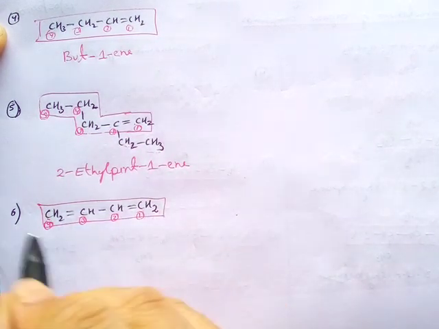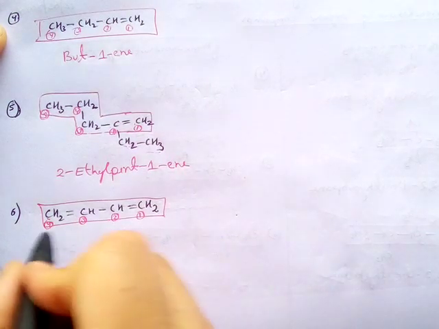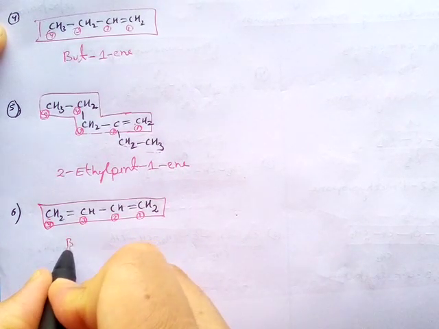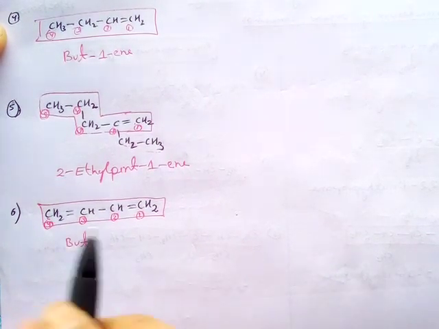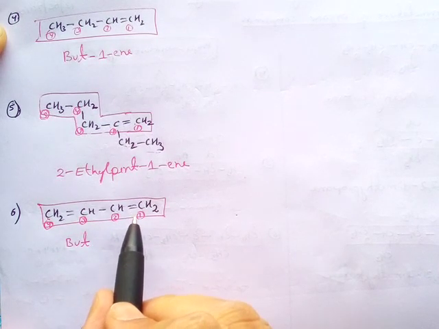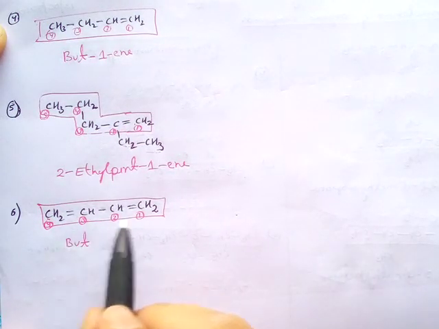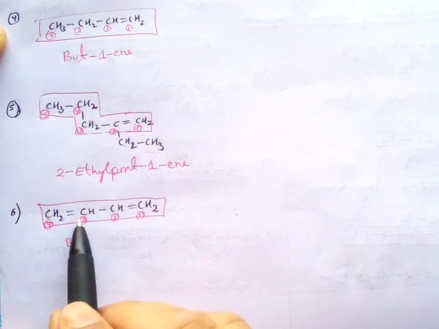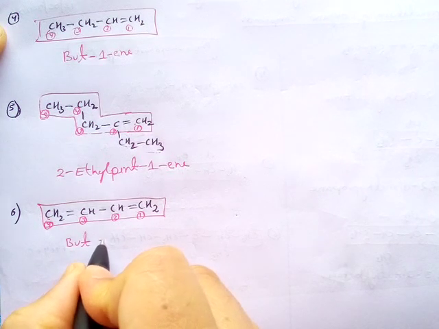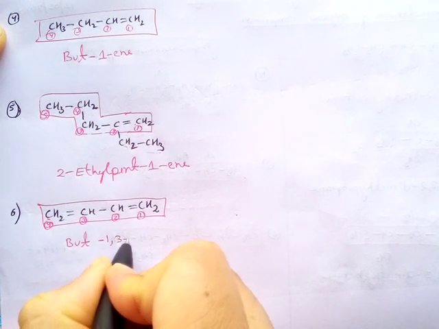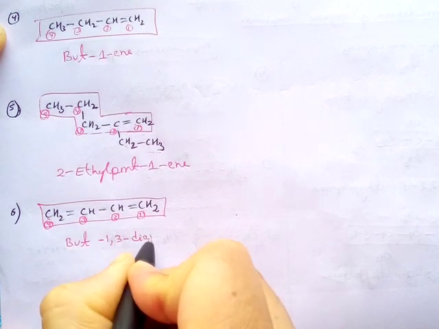There is no branch, right? So the prefix is nothing. Now the root for 4 carbon is BUT. Then the ENE has position numbers 1 and 3, that is, 1 and 2 and 3 and 4, so 1 and 3. So you have to write 1,3-diene.